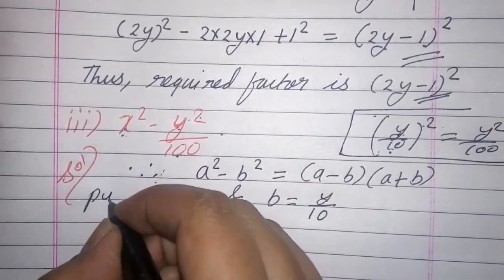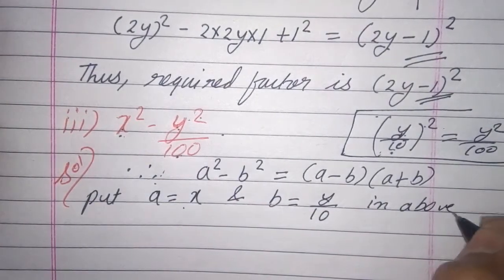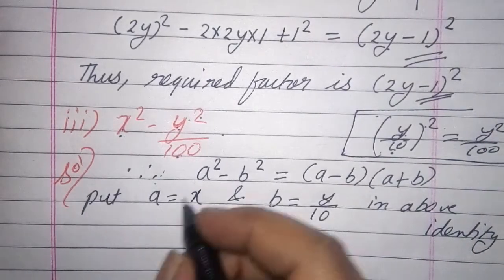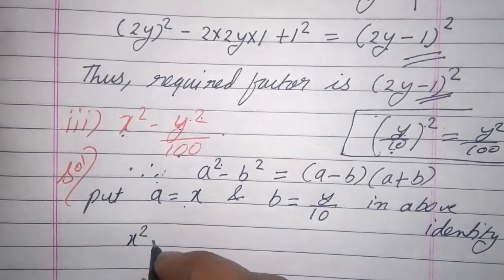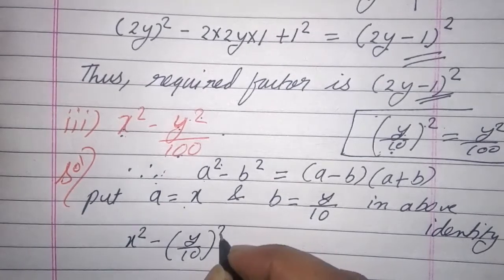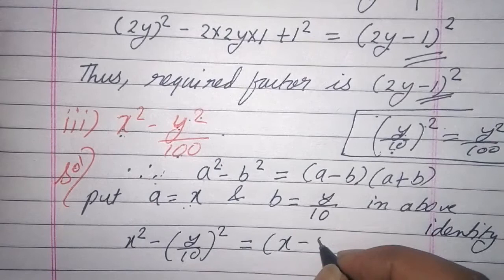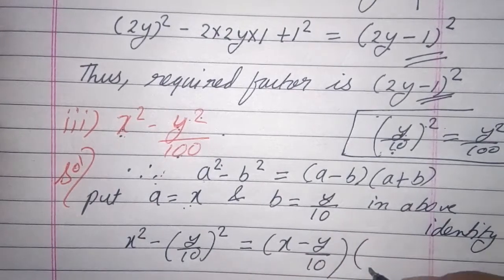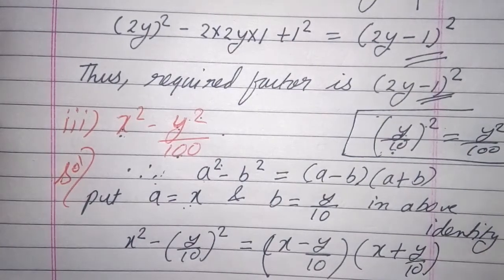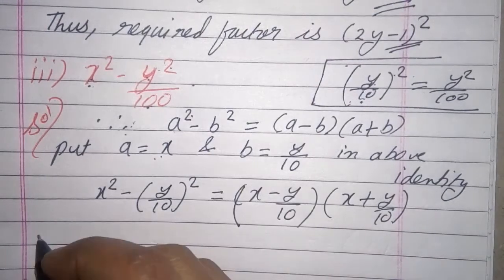So put a equal x and b equal y upon 10 in the above identity. So we'll get a square is square of x, b square is square of y upon 10, equal (a minus b) (a plus b). a is x, b is y upon 10. So the factors of the third part are x minus y upon 10 and x plus y upon 10.